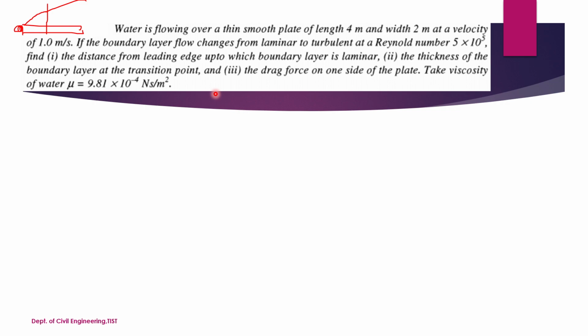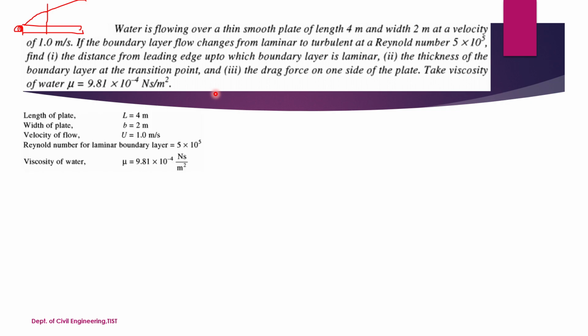Now we'll write down the given data. Length of the plate is given, L is equal to 4 meters. Width of the plate is also given, 2 meters. Velocity of flow is given as 1 meter per second. Reynolds number for the laminar boundary layer is given as 5×10⁵. We all know this value. Viscosity is also given for water.